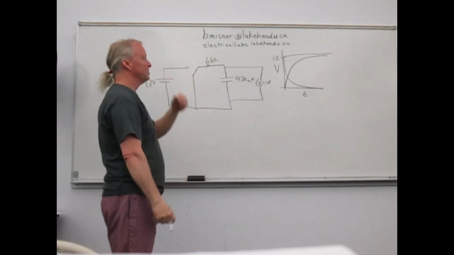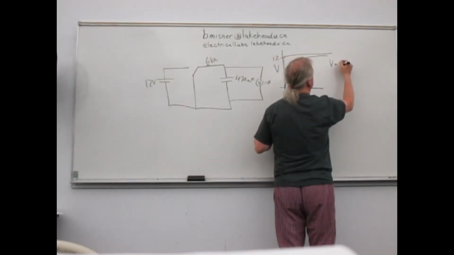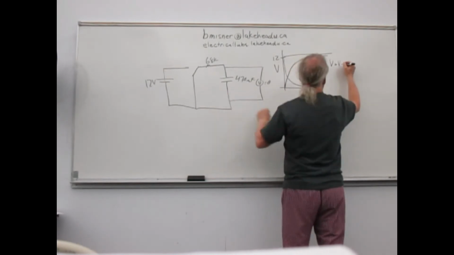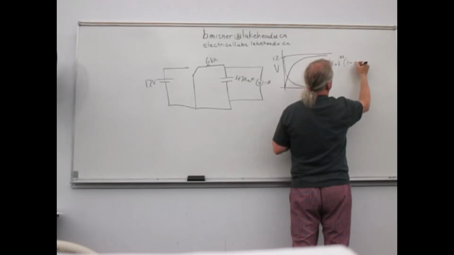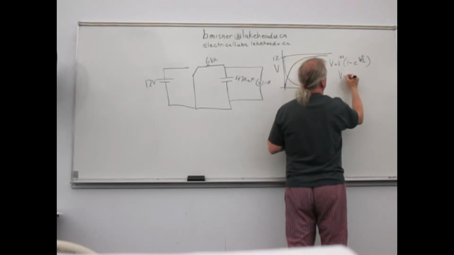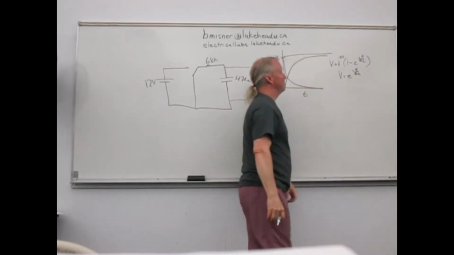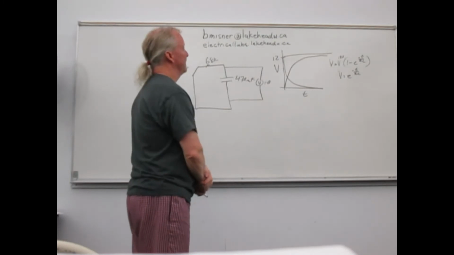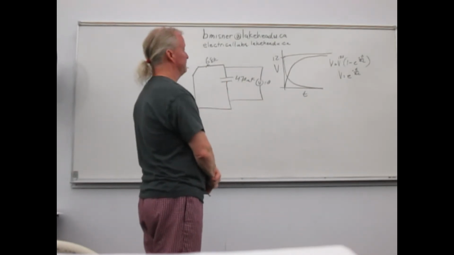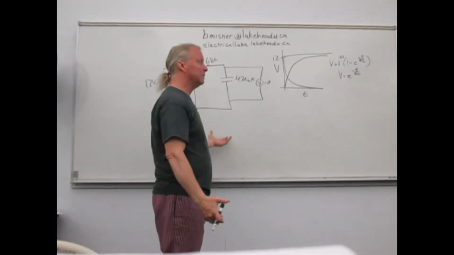So for the charge and discharge, the instantaneous V, in our case with 12 volts, is either V equals 12 times (1 minus e to the minus t over RC), or V equals 12 times e to the minus t over RC, depending on whether you're charging or discharging. That's the equation.